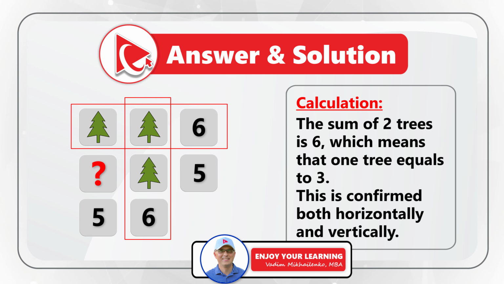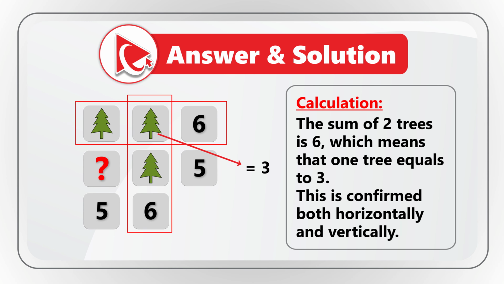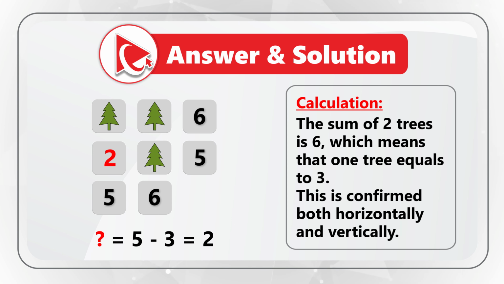Sum of 2 evergreen trees equals 6, which means that 1 evergreen tree equals 3. Now we can calculate the missing number, which would be the result of 5 minus 3, which would be equal to 2. So the correct answer here is choice A, 2.